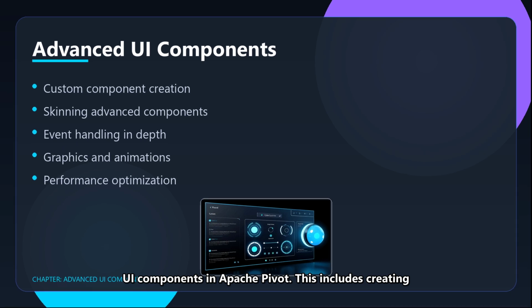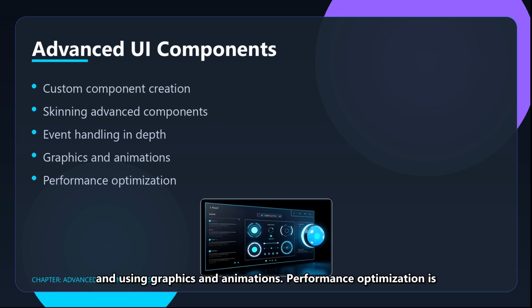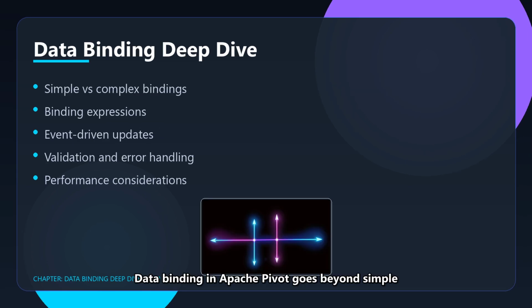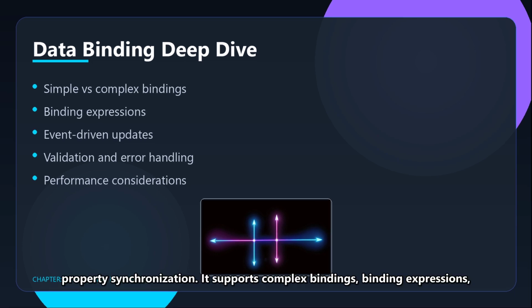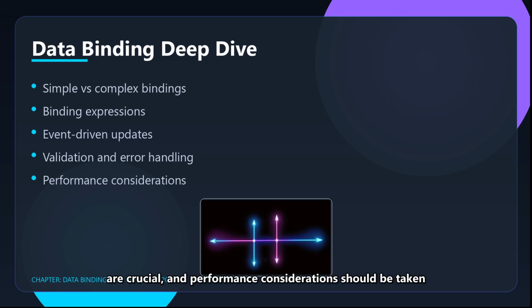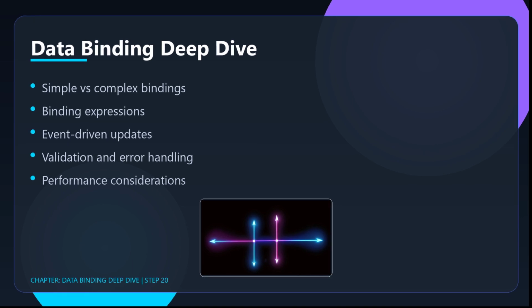This includes creating custom components, skinning them, handling events in depth, and using graphics and animations. Performance optimization is also key for complex applications. Data binding in Apache Pivot goes beyond simple property synchronization. It supports complex bindings, binding expressions, and event-driven updates. Proper validation and error handling are crucial, and performance considerations should be taken into account for large datasets.